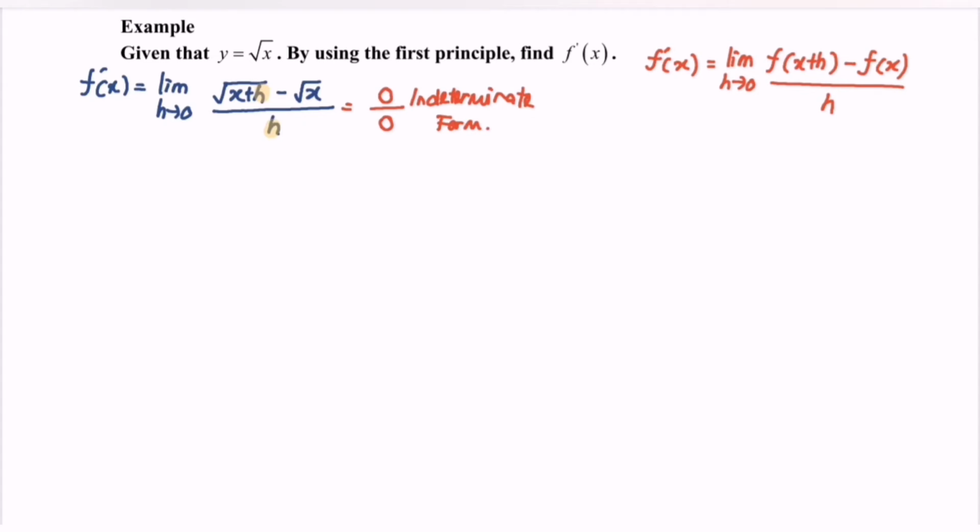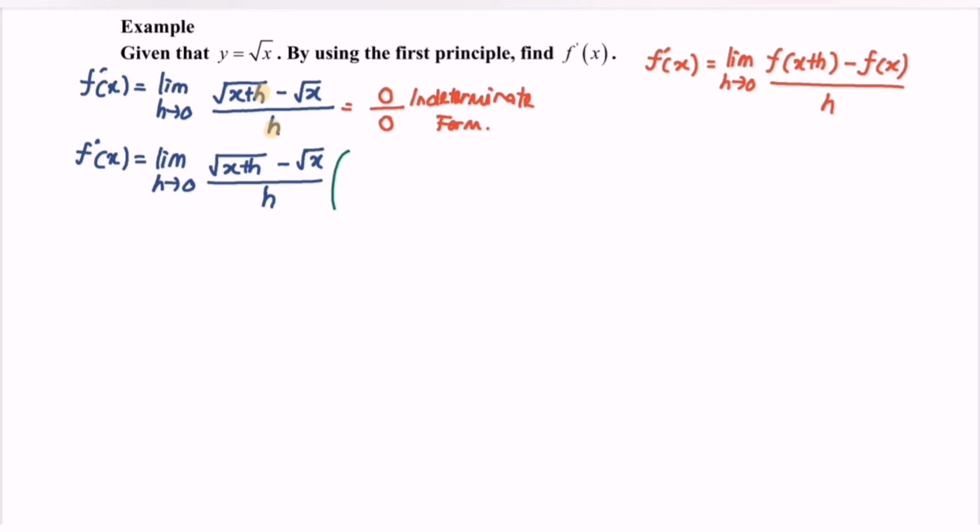There are several strategies that we can use to solve this kind of situation. Number 1, multiply by the conjugate. Number 2, factorizing. For this case, I'm going to multiply by the conjugate. So f'(x) is equal to the limit as h approaches 0 of [square root of (x + h) minus square root of x] over h.